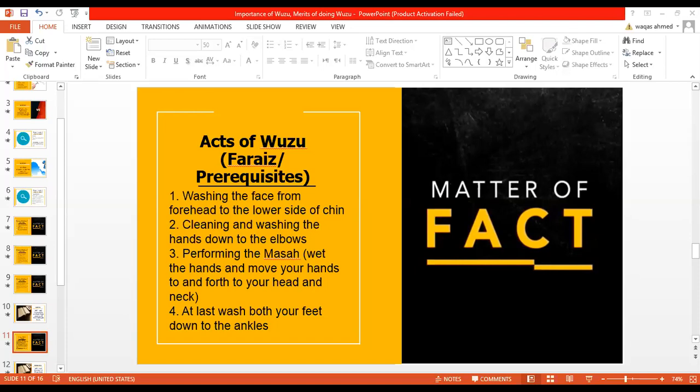And at last, the fourth one is that you wash both your feet down to the ankles. Okay, when you're washing your feet, till where you have to wash them, you have to start from the fingers and then wash your feet till the ankles. There you can find a bone. Okay, so I think you have understood the prerequisites of the wuzu.